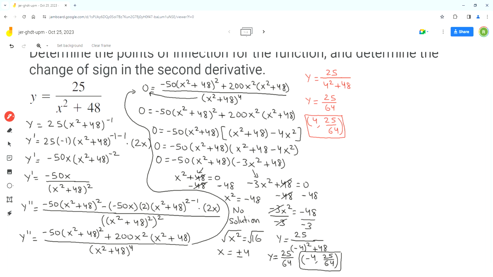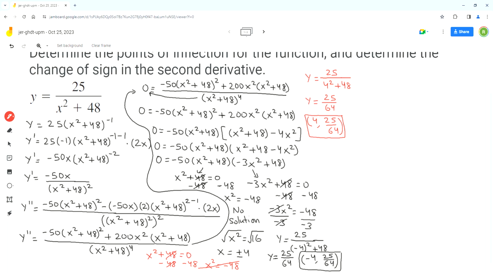Now y double prime will not be undefined for any x value, because there is no x value that will make the denominator of y double prime equal to 0. Because x squared plus 48, if we set it equal to 0 and isolate x, we get x squared equals negative 48, and there are no x values that satisfy this equation. So therefore, this function has only two inflection points.